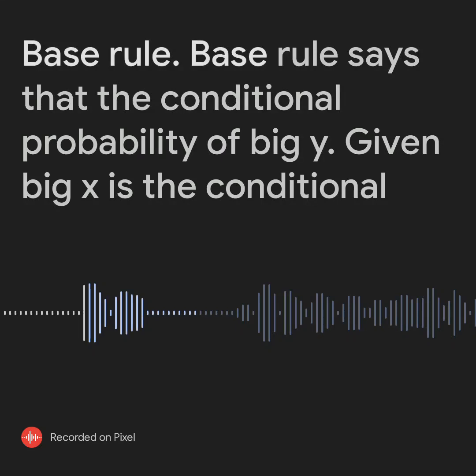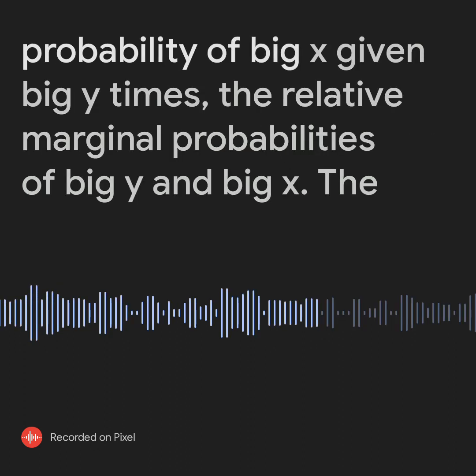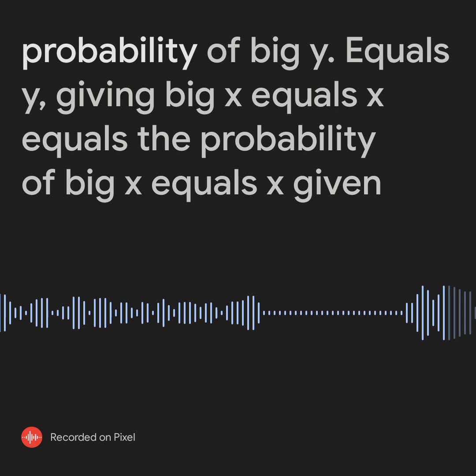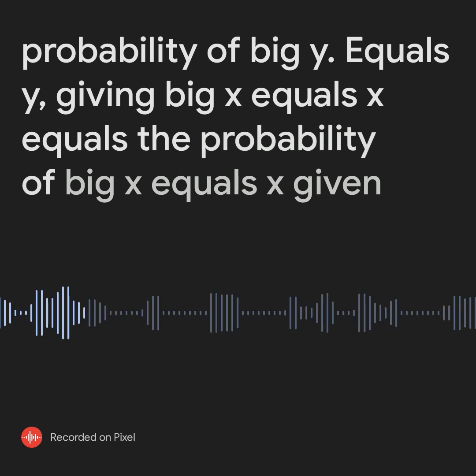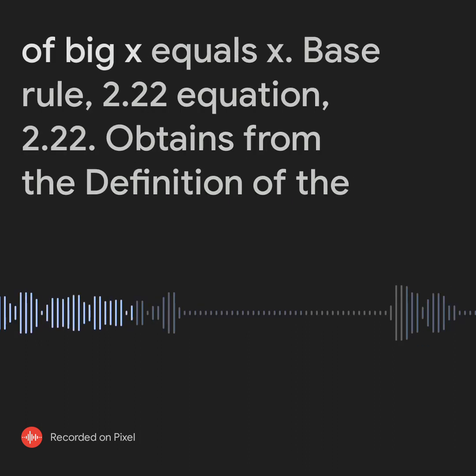Bayes' rule. Bayes' rule says that the conditional probability of big Y given big X is the conditional probability of big X given big Y times the relative marginal probabilities of big Y and big X. The probability of big Y equals y given big X equals x equals the probability of big X equals x given big Y equals y multiplied by the probability of big Y equals y over the probability of big X equals x.